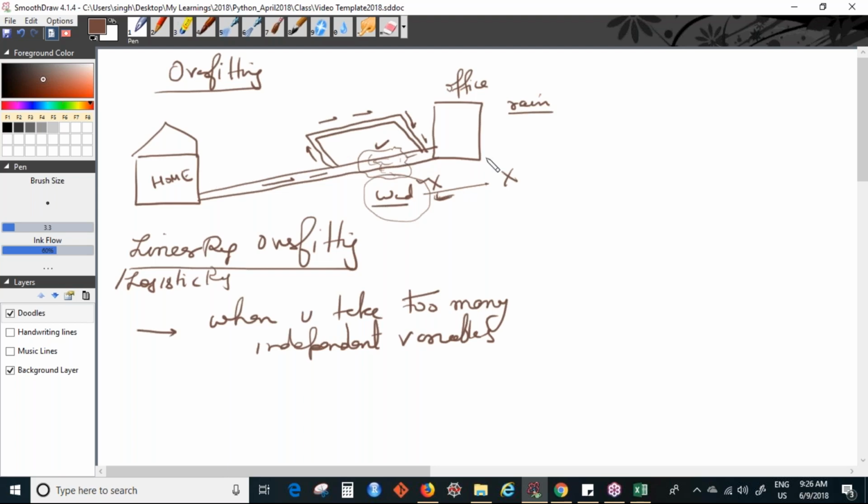To avoid this, you could have just dropped the day of the week variable. But if you drop rain again, the model will not work. Okay, so this is a trade-off. There is a trade-off between overfitting and underfitting. You cannot go on either side.